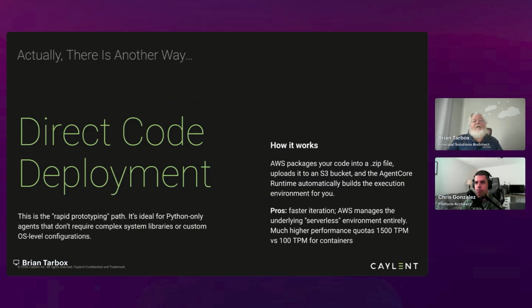Now, Amazon typically says do the direct code deployment initially for prototyping, and then move to the standard approach. But it's up to you. You can do whatever you like. Yeah, and our demo that we'll see later is a direct code deployment. So we'll see an example of that.